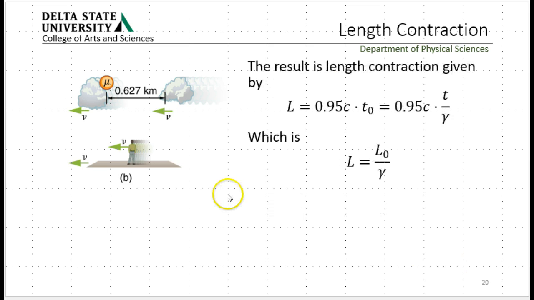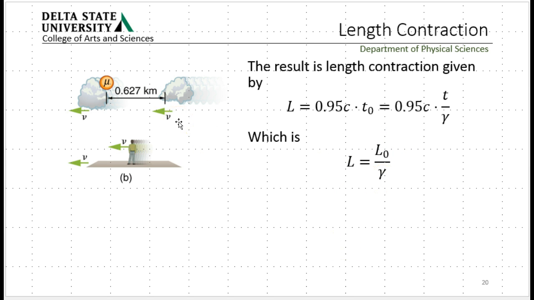This is called length contraction. So length contraction is that the apparent length of something is its proper length divided by gamma. So in this moving inertial frame, the length gets contracted by the factor 1 over gamma.